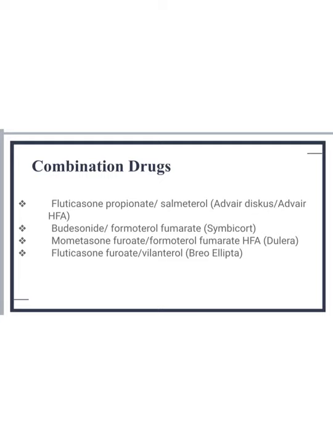Okay, so these are combination drugs. They're inhaled corticosteroids along with LABAs, so long-acting bronchodilating agents. Fluticasone and salmeterol, so Advair, is very common. It's also very expensive, so some hospitals do not use it. It's available as a Diskus, which we'll go over with the DPIs later, and then HFA, so an MDI. So if you see HFA, it equals MDI.